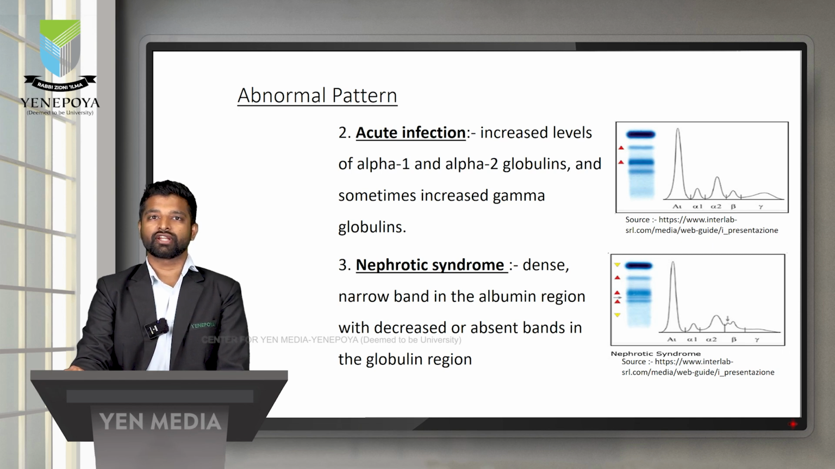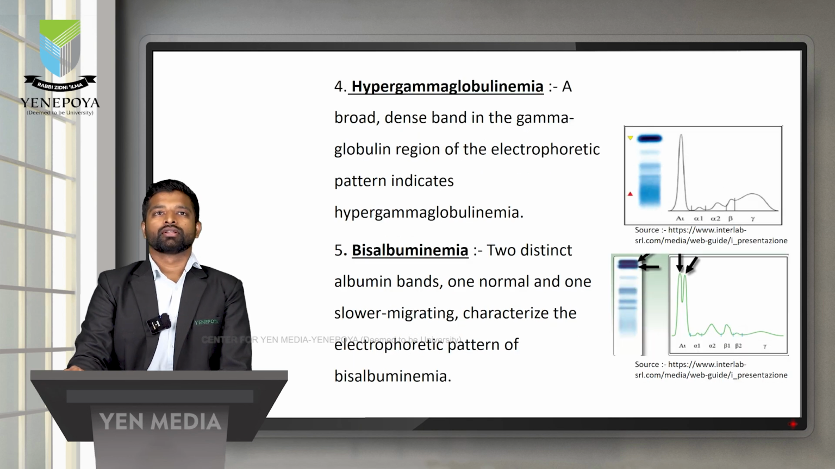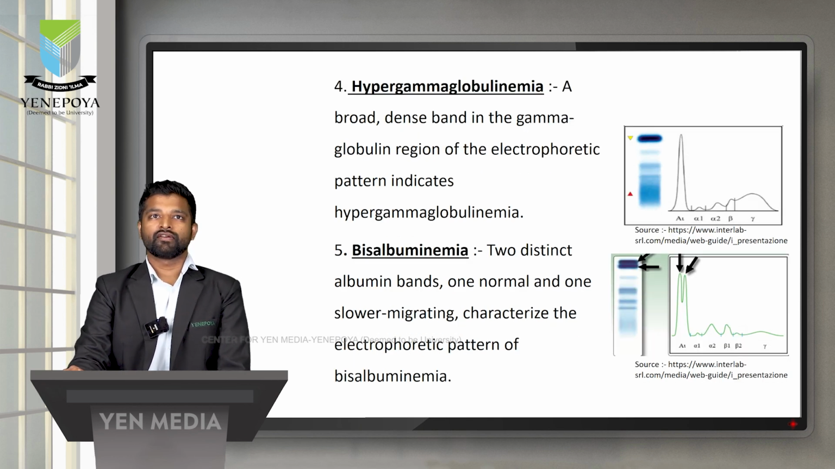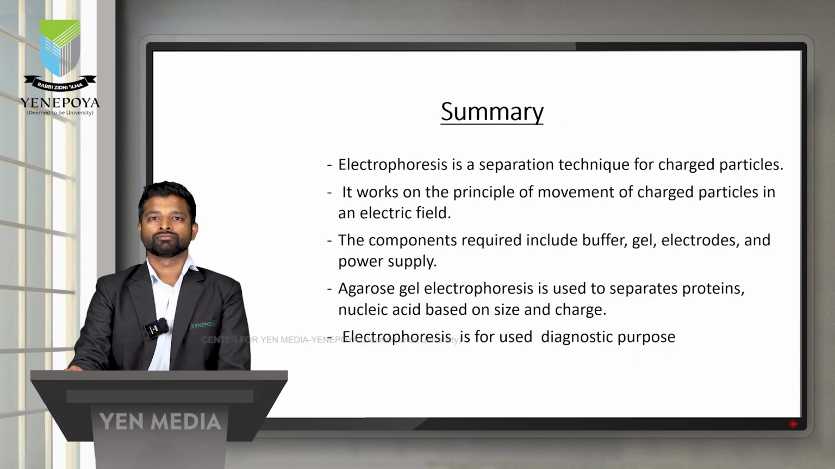In the case of nephrotic syndrome, we can see a dense narrow band in the albumin region with decrease or absence of bands in the globulin region. We can see the decrease in albumin region due to nephrotic syndrome. Next we will see hypergammaglobulinemia. We can see a dense band in the gamma globulin region in the electrophoretic pattern. Next, coming to bisalbuminemia, we can see two distinct albumin bands. One is the normal band and the other is a slow migrating albumin band.